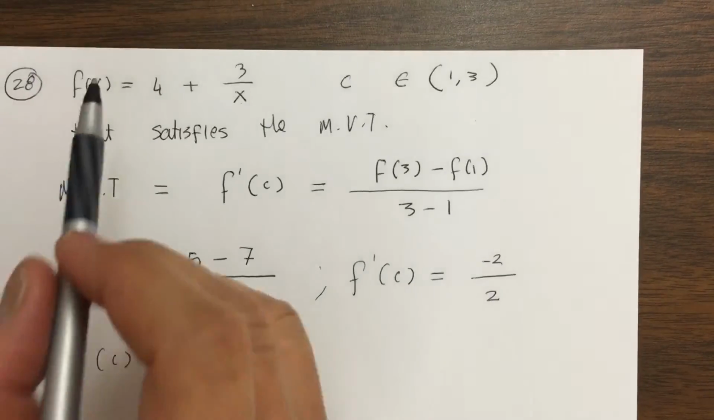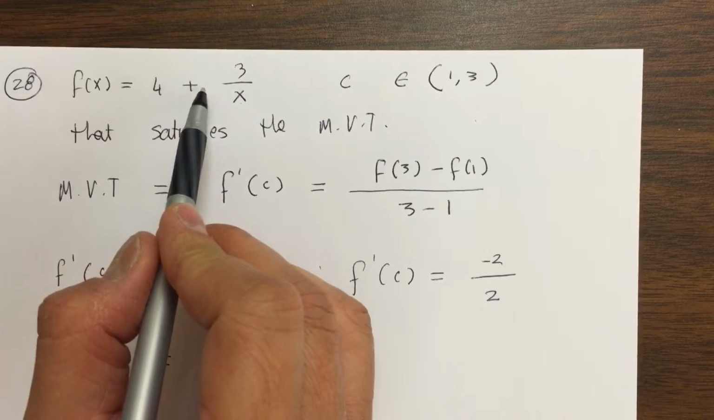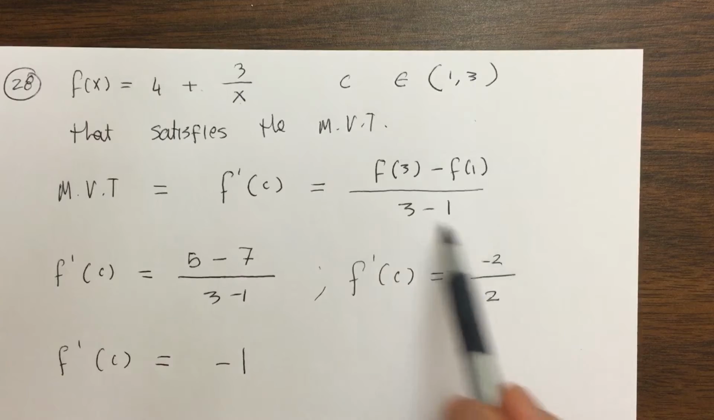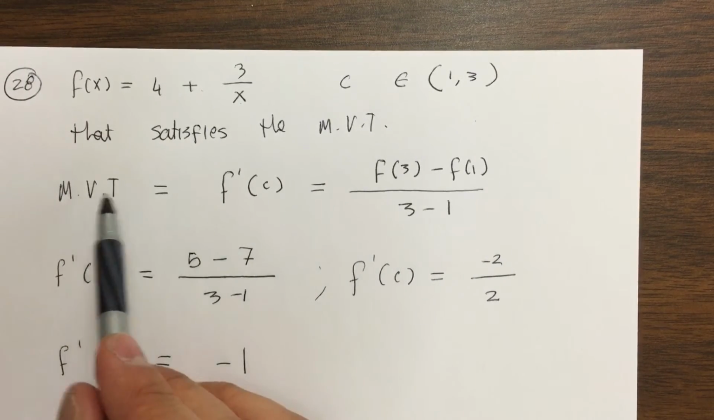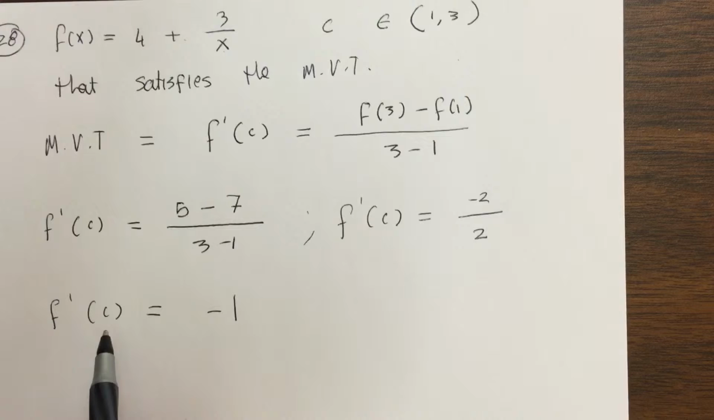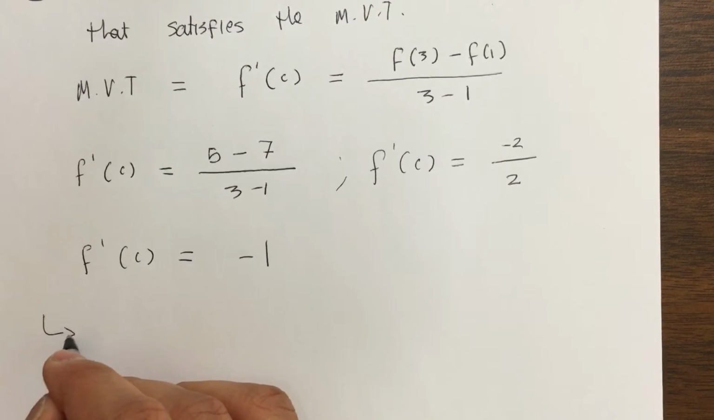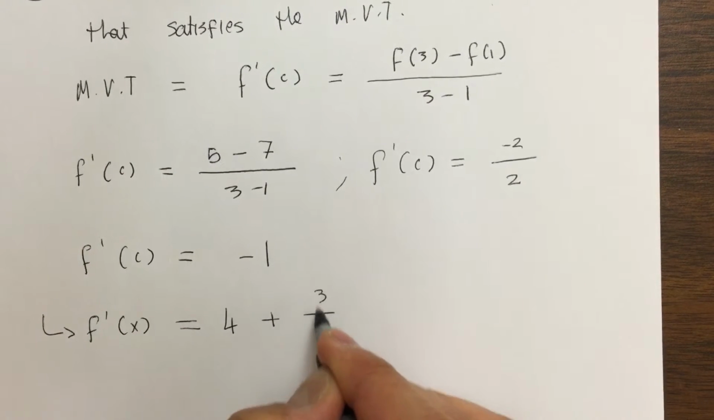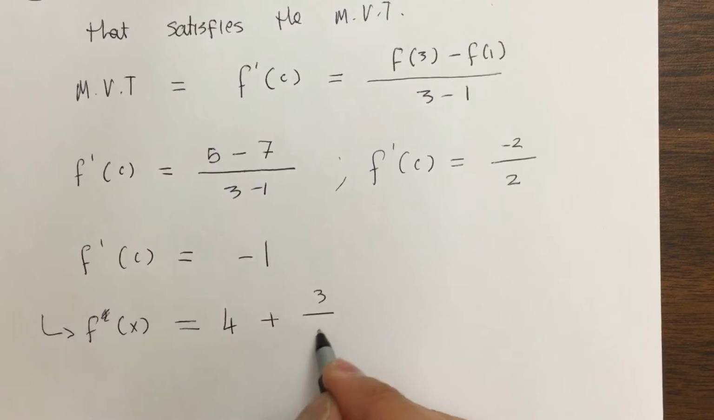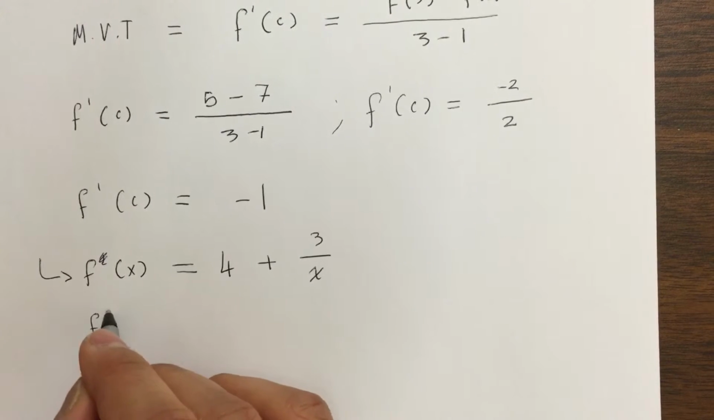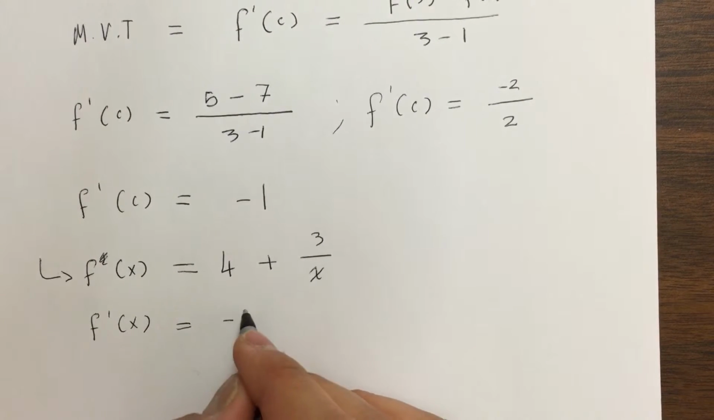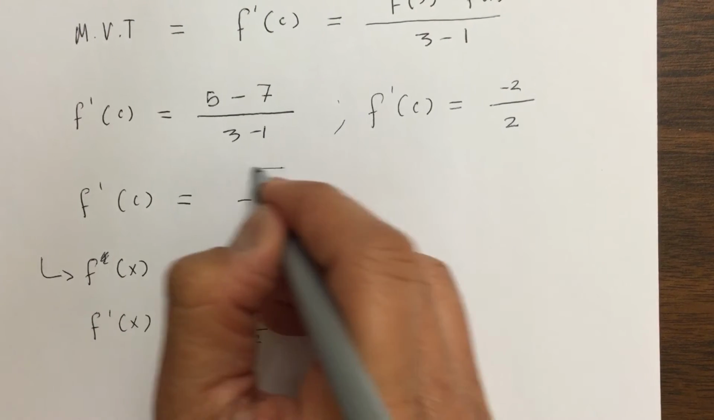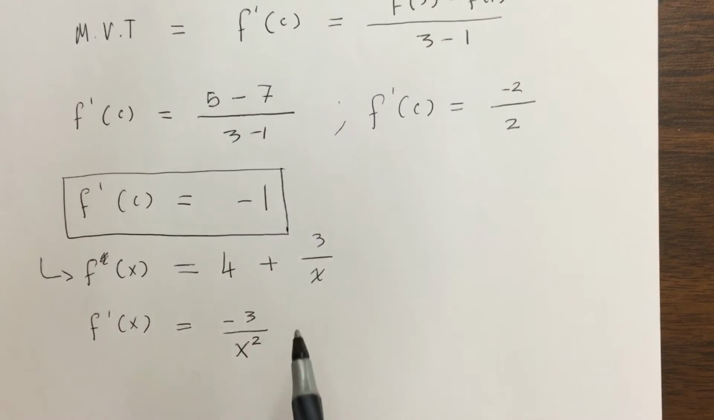So we begin by taking the derivative of our original function. And by the way, this is the definition of the mean value theorem. So far, we have just translated what the mean value theorem means. Now we're going to find the c value, and we begin by taking the first derivative of the given function, which is negative 3 over x squared.